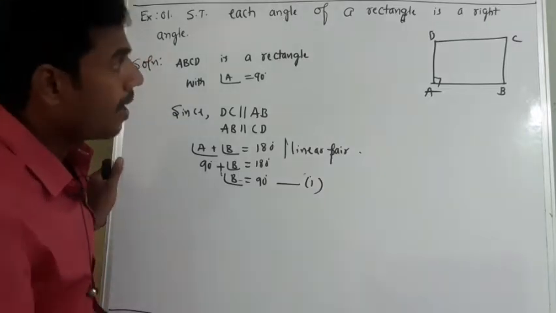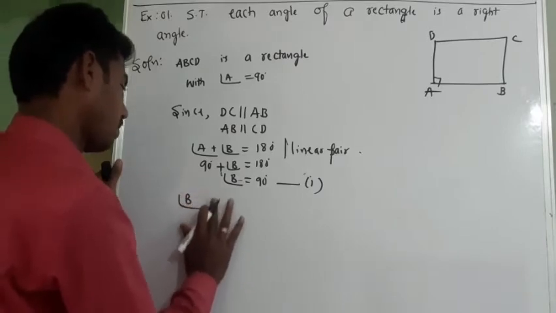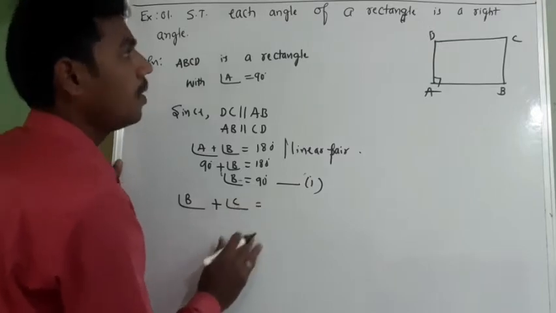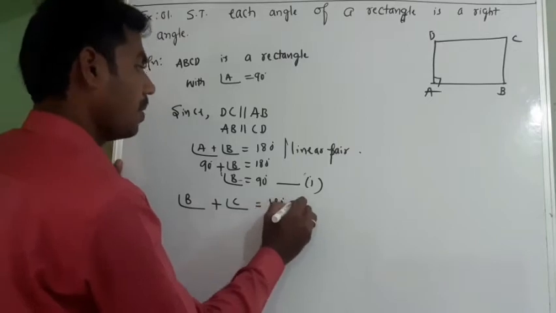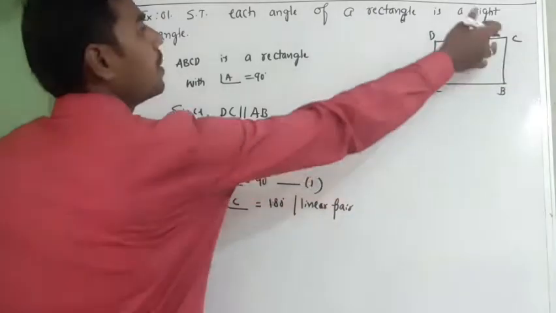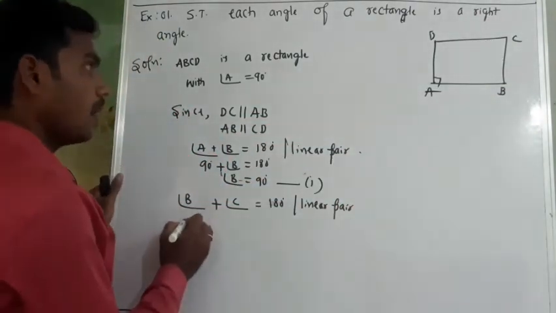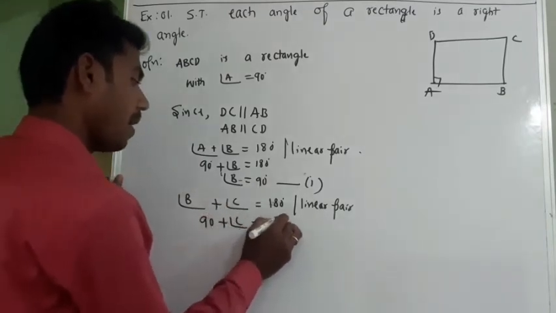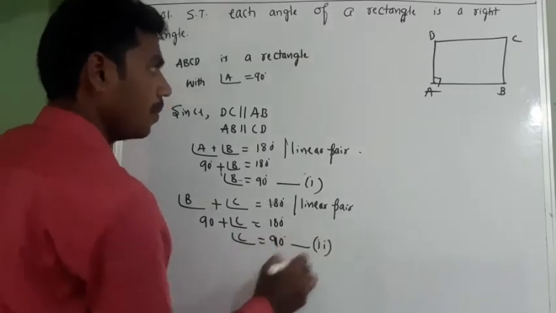Next, angle B plus angle C is equal to 180 degrees, because this also forms a linear pair. Now angle B is 90 degrees, so 90 plus angle C is equal to 180 degrees. Therefore angle C is equal to 90 degrees. I will call it equation number 2.